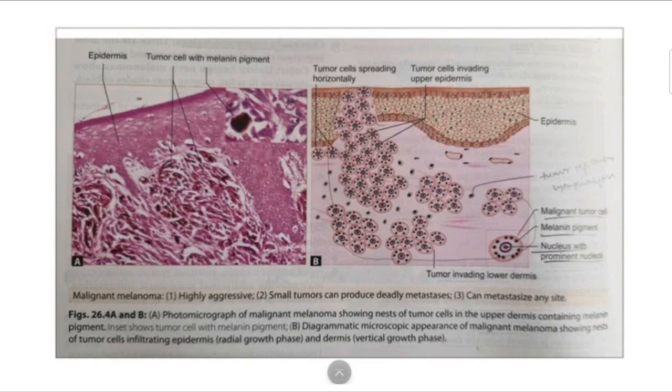Microscopy. First, we can see the atypical melanocytes. The tumor is composed of atypical melanocytes. Cells are large, pleomorphic, vary in size, with hyperchromatic nuclei and prominent nucleoli. Then there is pigmentation. Tumor cells with brown-black melanin pigment are present in the cytoplasm.